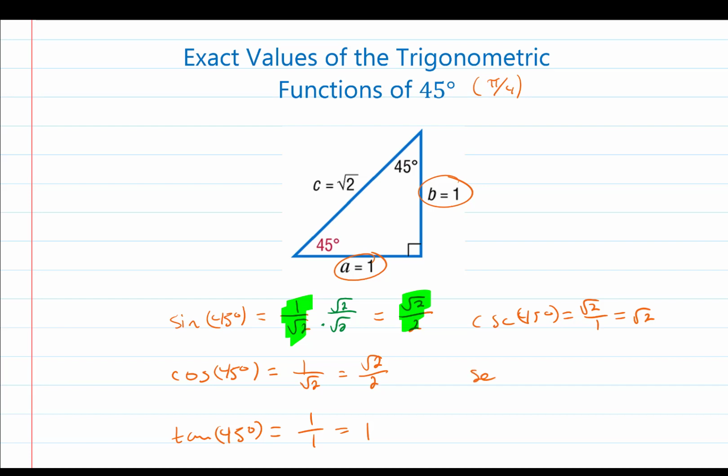Next, let's go to secant of 45 degrees, which is equal to the hypotenuse, square root of 2, over the adjacent side, which is equal to square root of 2. And so again, it is also the reciprocal of the cosine function. Finally, let's go to cotangent of 45 degrees, which is equal to the adjacent side over the opposite side, which is equal to a ratio of just 1.